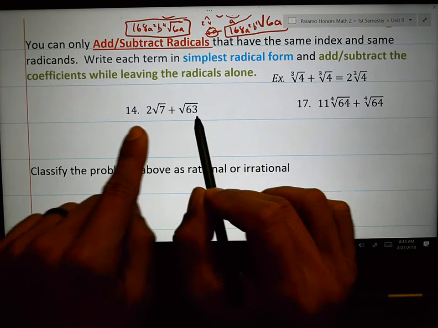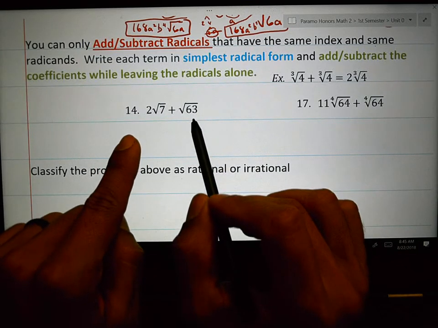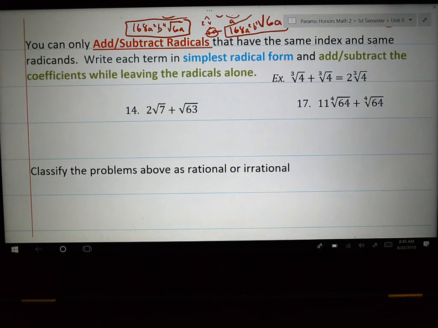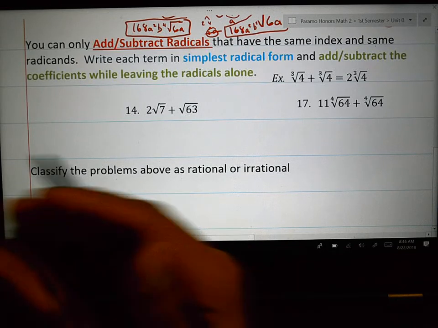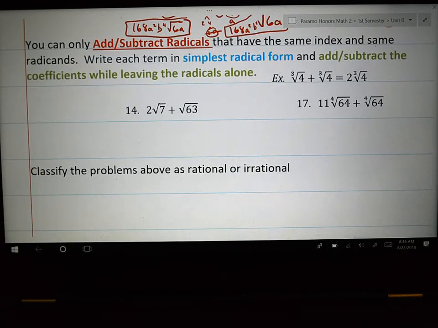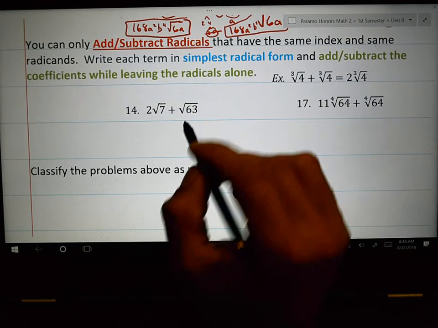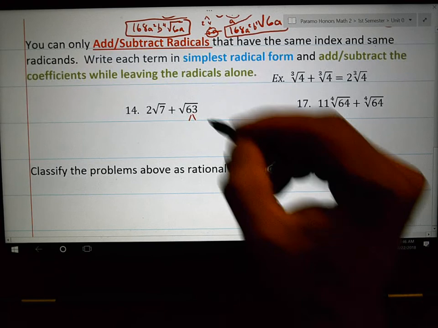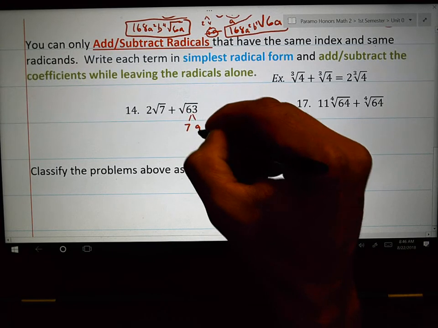I cannot add these together right now. They're not like terms. Think of it in terms of like 2x or 7x and 7x. We can only add them if they're the same x, right? We can only add root 7s with other root 7s. So what we need to do first, before we put these together, is I'm going to break this root 63 down into like 7 times 9, 3 times 3.